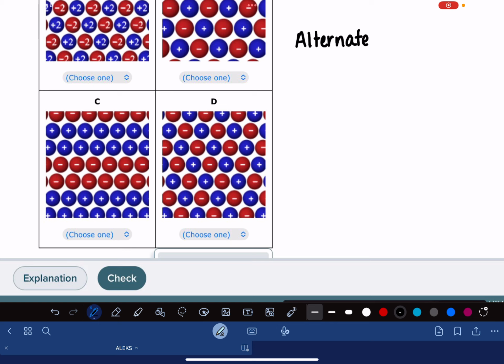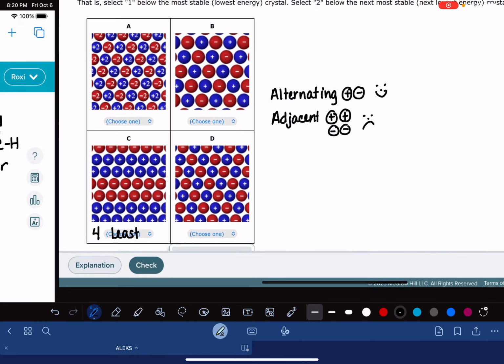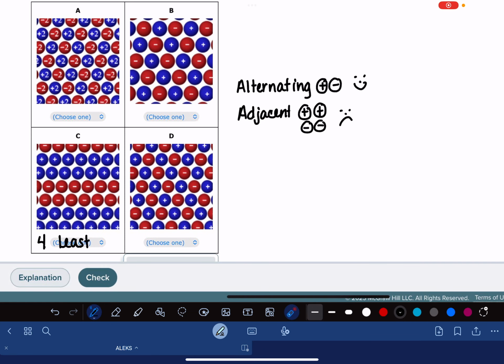So alternating positive and negative charges is good, and adjacent positive, negative, that is bad. Since I have only one of these types of structures where my charges are adjacent to each other, that is going to be my number 4, least stable crystal. The rest of these are going to be higher.